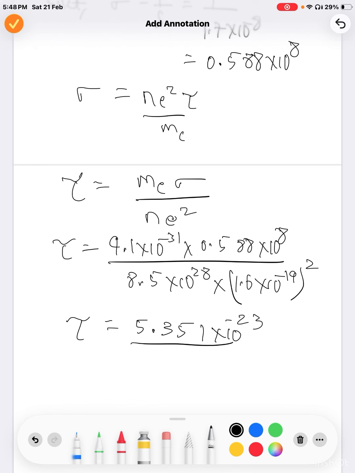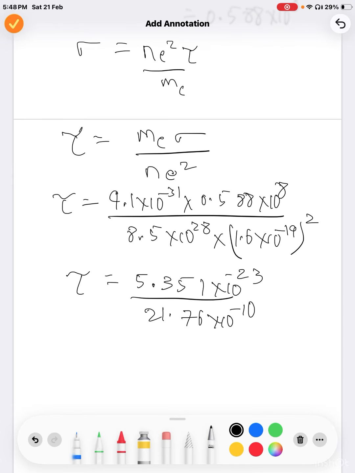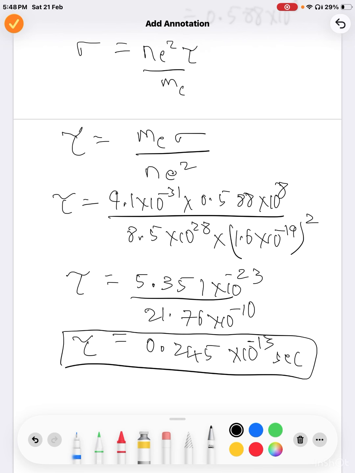So after squaring it become 22.56 into 8.5 will become 21.76 10 to the power of minus 10, because 19 into 2 is 38, minus 38 plus 28 become minus 10. So 5.35 by 21.6 will become 0.245 10 to the power of plus 10, also minus 13 seconds. This is the relaxation time.